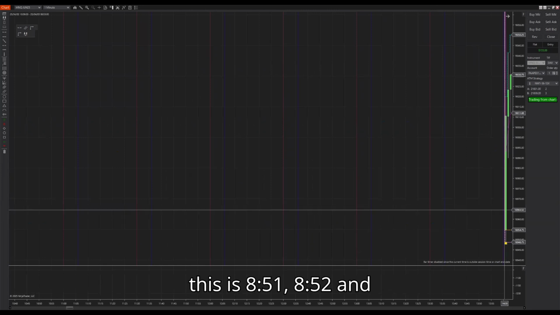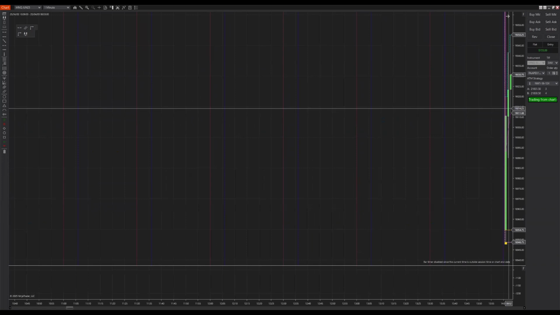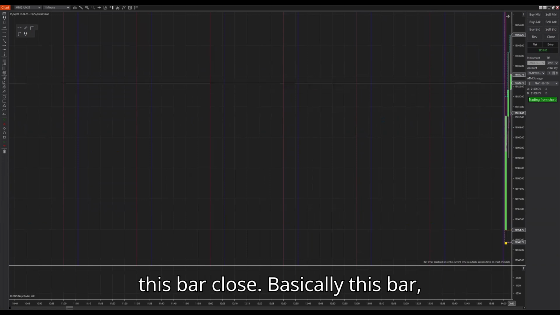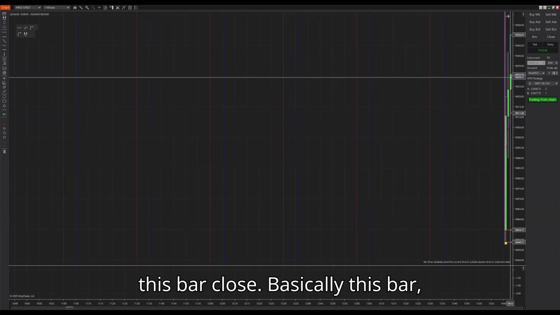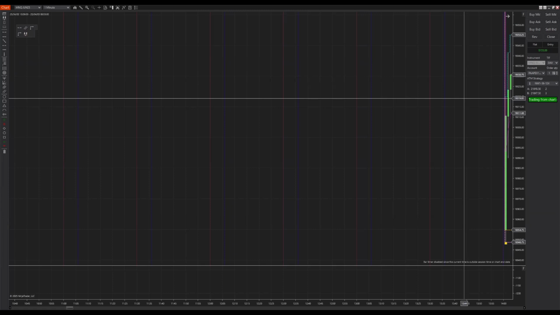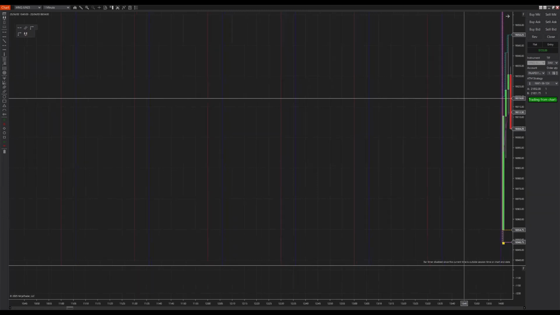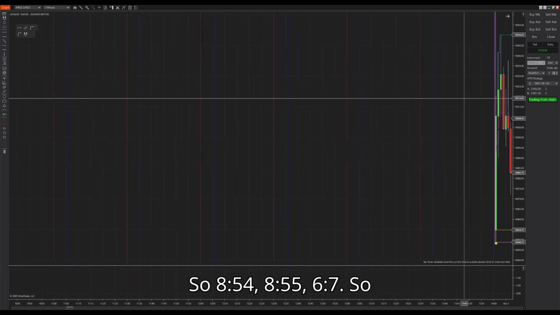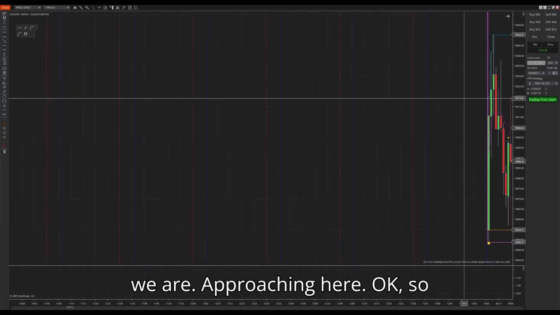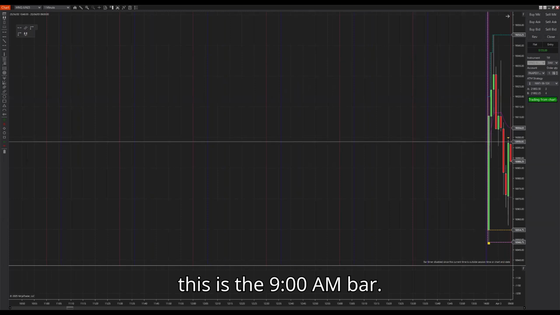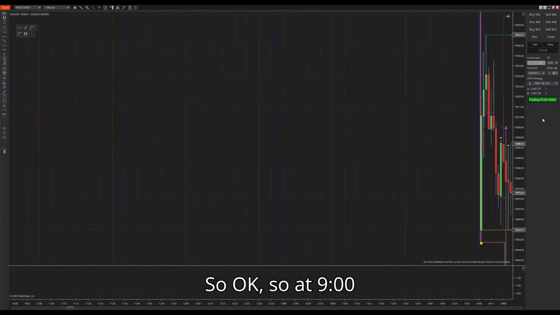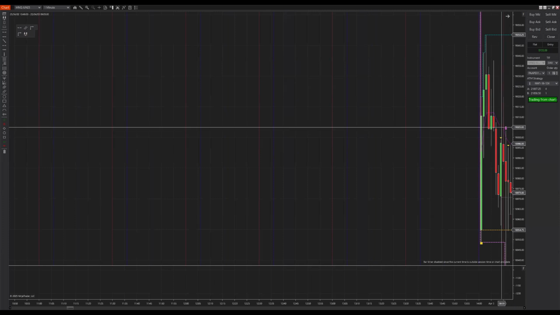So this is 8:51, 8:52, and this is when at the end of 8:53, this bar closed. Basically, this bar, the time shown is the time when this bar closed. So 8:54, 8:55, 6, 7. So we are approaching. Okay, so this is the 9 a.m. bar. So, okay, so at 9 a.m. this signal is given.